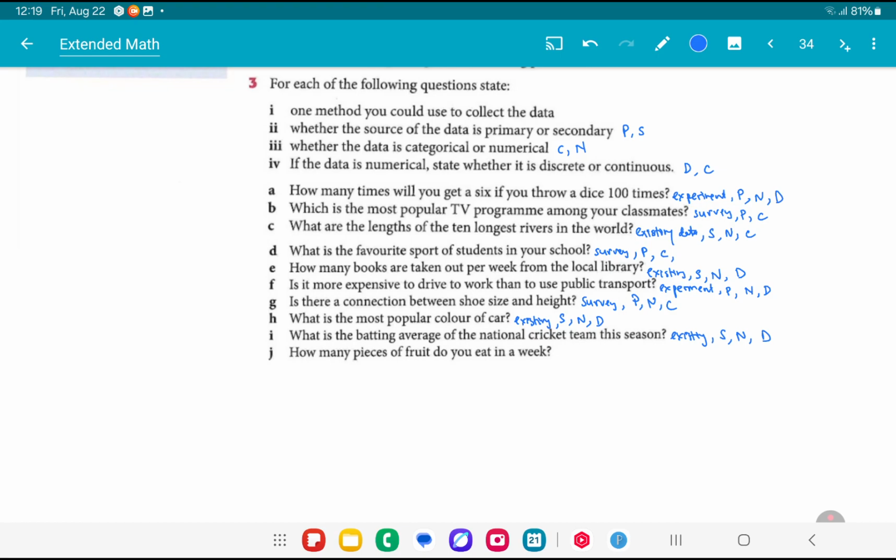How many pieces of fruit do you eat in a week? We will ask people, so this one we will use a survey method as a primary. We get a value, maybe 1, 2, 3, or 5. So this one is numerical, and the value is certain, so this one is discrete.